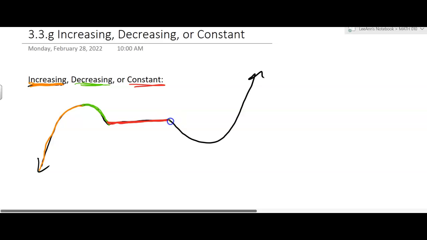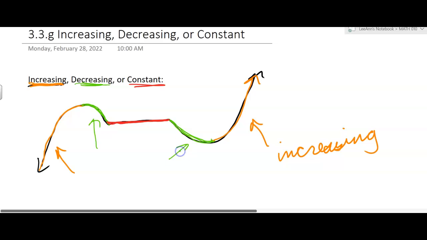Now, what about this next section? Well, that would be decreasing because we're going down. And then it switches, though, and it's going up, right? Okay, so these are increasing intervals for the function. These are decreasing. And if it's not going up or down, it's constant. I'll just cheat and draw that line there.